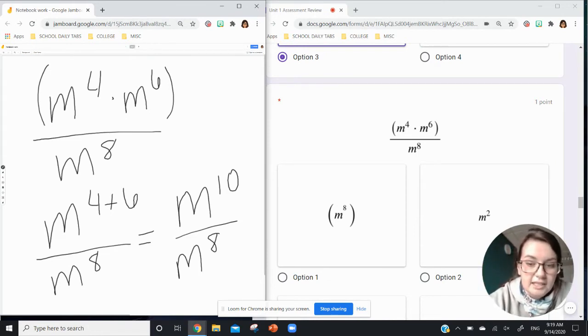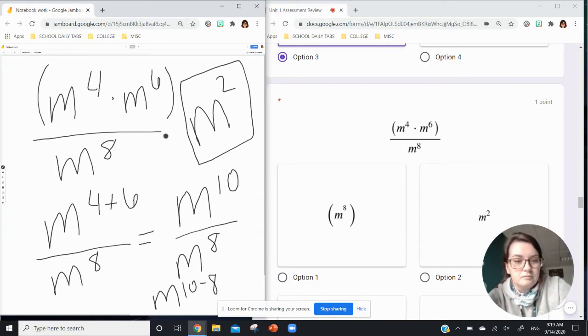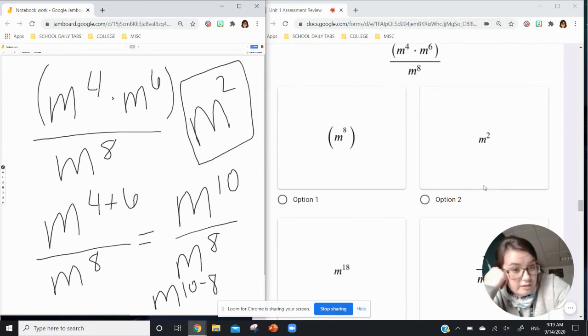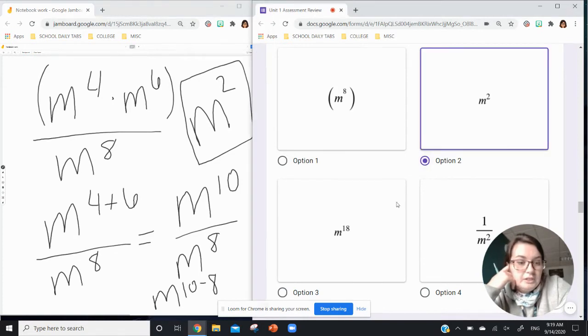So if I subtract 10 and 8, and I'm running out of room on my little whiteboard thing, but if I subtract those two, I should get 2 as my new exponent. So I'm just going to write it here. So m squared should be my answer. This says m to the 8th. That's not right. This is m squared or m to the 2nd power. This looks good, but just checking. This is m to the 18th. And this has 1 over m squared. It would be option 2.